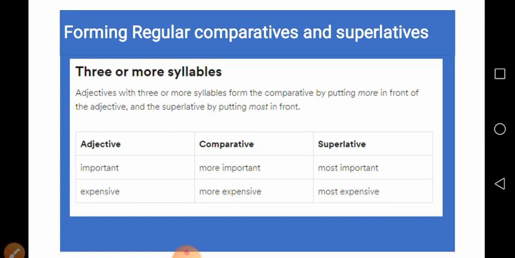But when a word has 3 or more than 3 syllables, in such words we add more before the adjective in the comparative and most before the adjective in the superlative degree. So, the word important becomes more important and most important. Expensive, more expensive, most expensive.